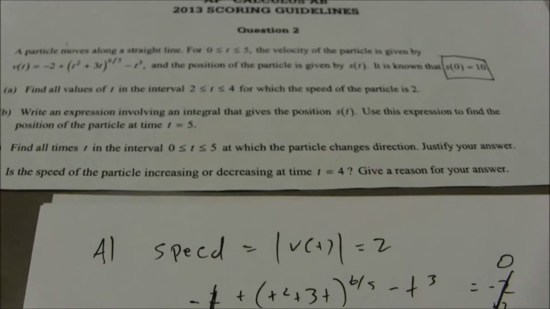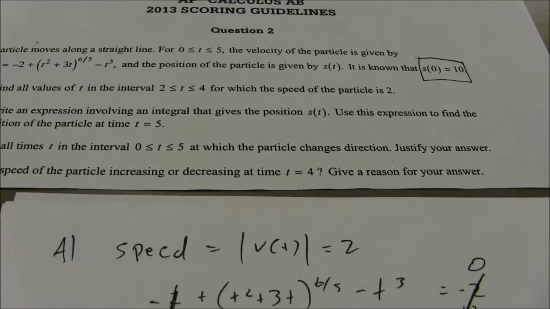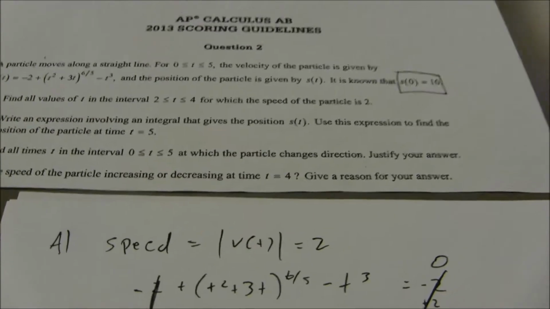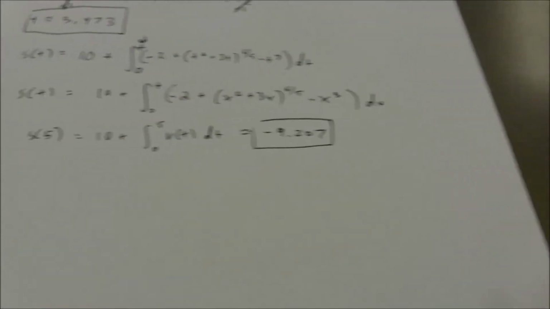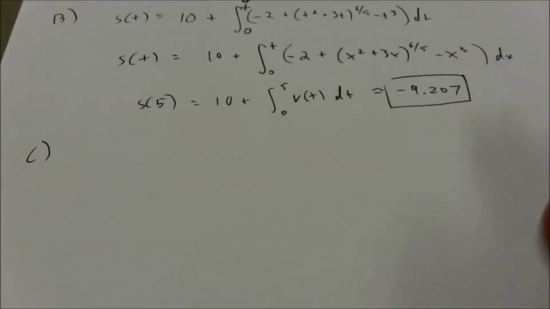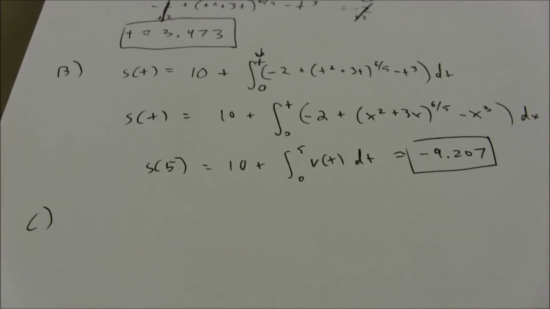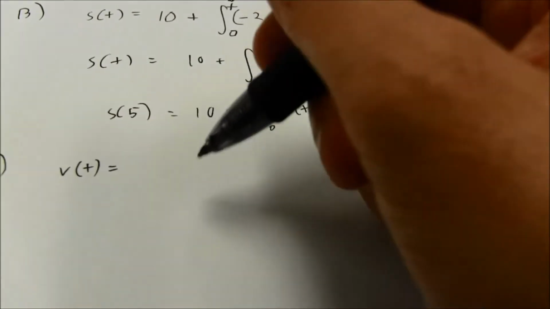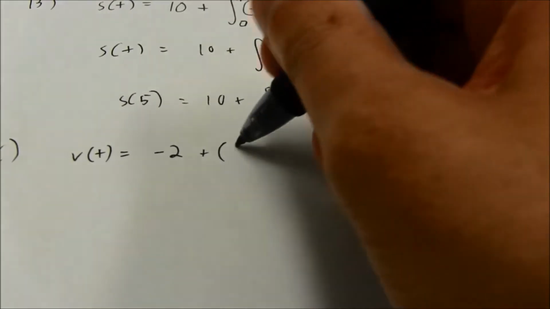Moving on, part C asks me to find all times t in the interval between 0 and 5 at which the particle changes direction, and to justify my answer. So for direction changes, I can tell if my velocity changes from positive to negative. Normally you would set your velocity equal to 0, and you would check on either side of where the velocity is equal to 0. On the graphing calculator part of the test, it's not quite as necessary. I would say to at least write down that you want to make the velocity equal to 0.